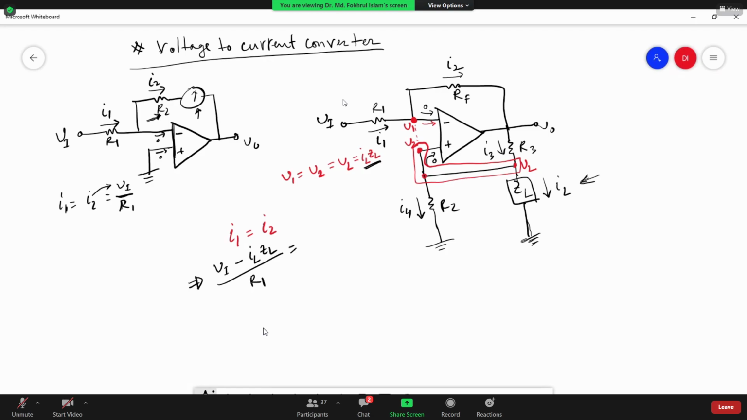Similarly, I2 equals V1 minus V0, or V2 minus V0, or VL minus V0, or ILZL minus V0. So ILZL minus V0 divided by RF. Feedback this one.